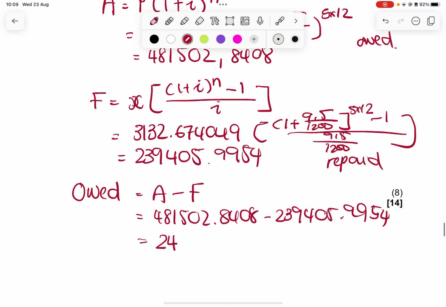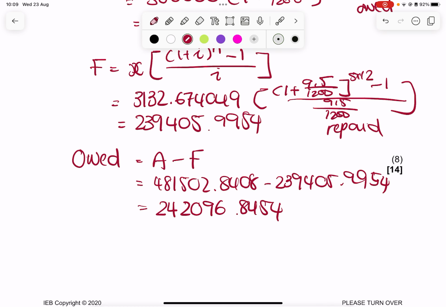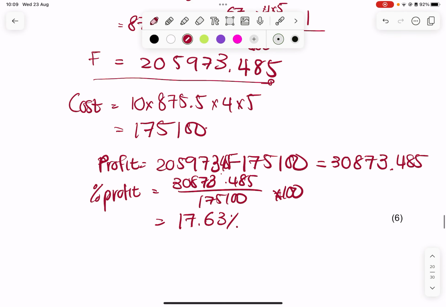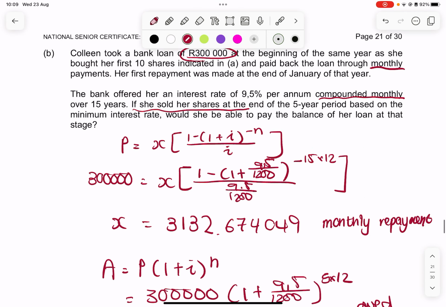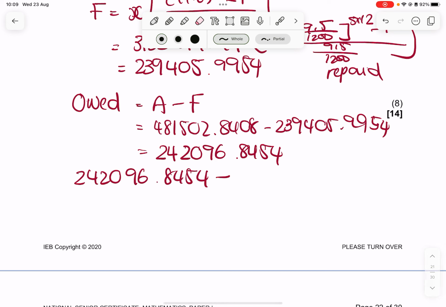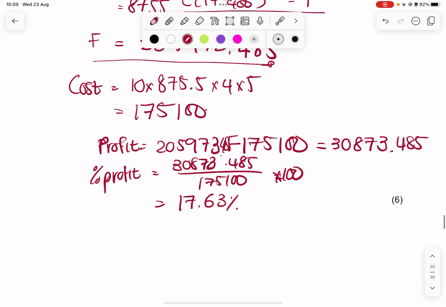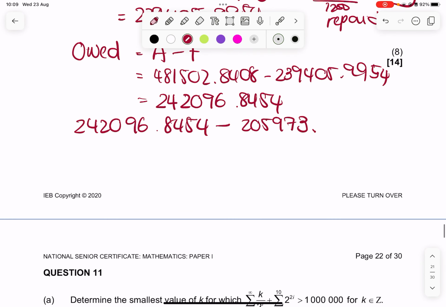Over 242,096.8454. Okay, now we need to minus the value of the shares, that was the value we talked about. So 205,973.485.